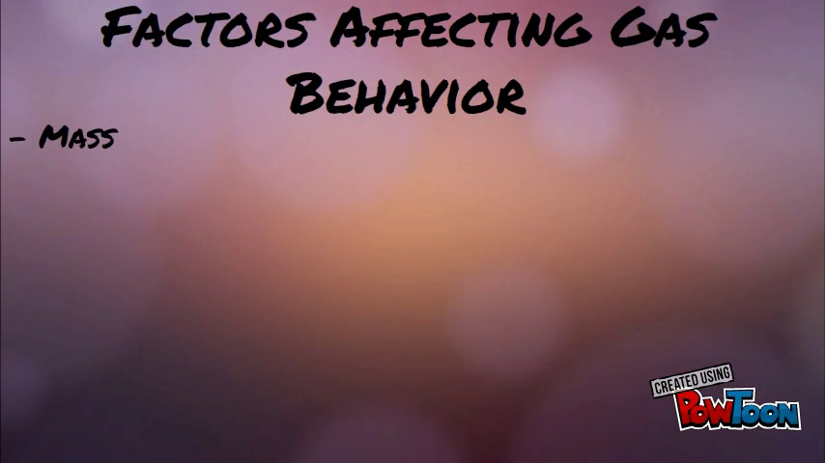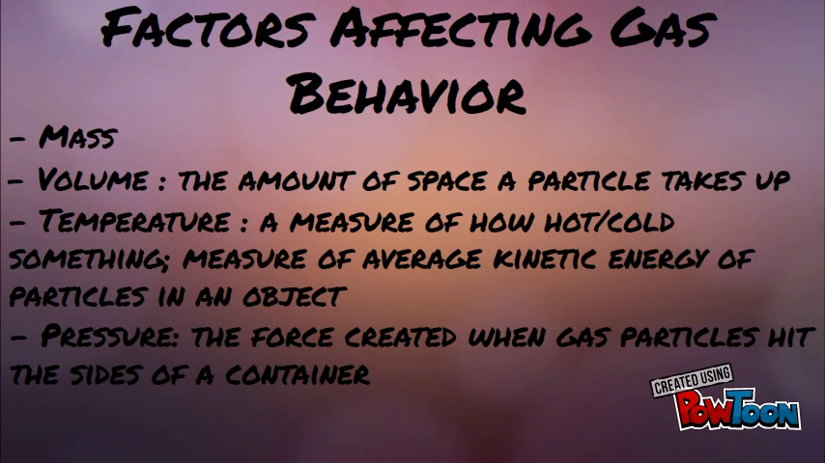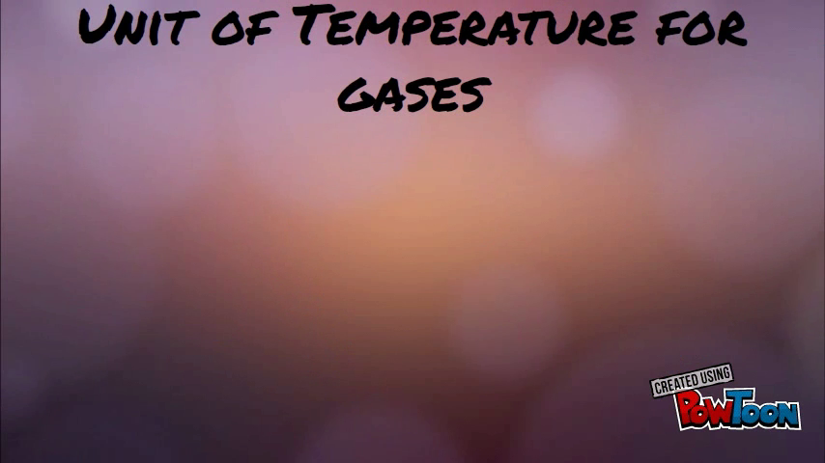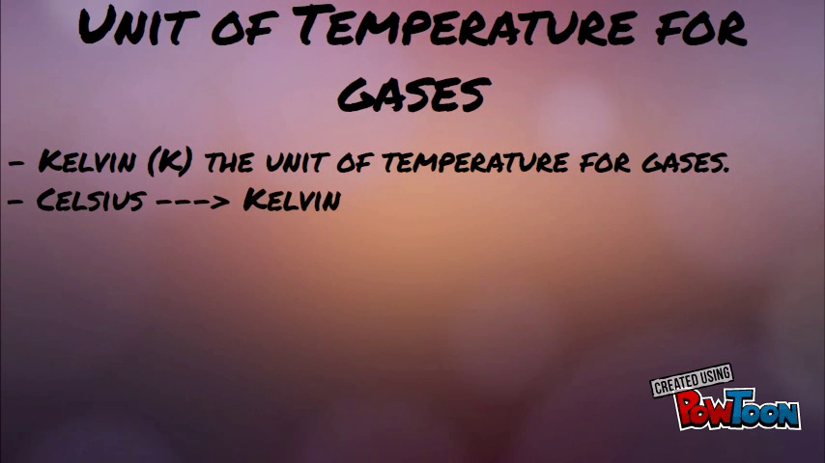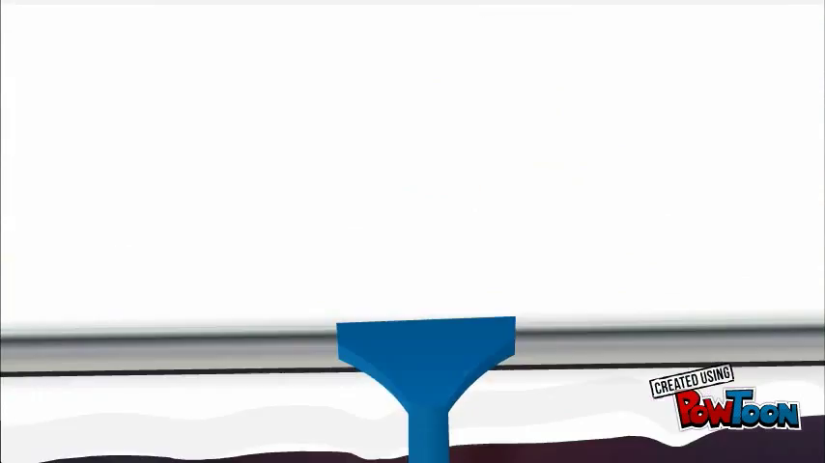The factors affecting gas behavior include mass, volume, temperature, and pressure. Gases are measured in Kelvin. In order to convert from Celsius to Kelvin, add 273. In order to convert back to Celsius, you subtract 273.